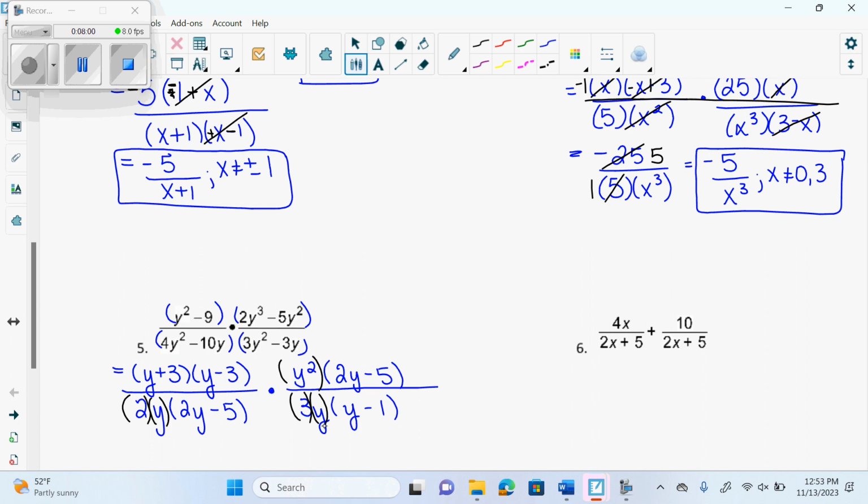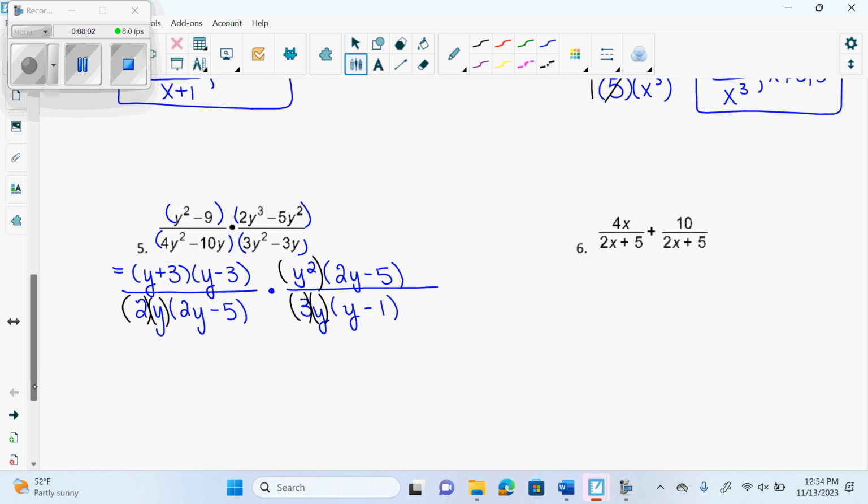Before I cancel anything off, I have to state non-permissible values. So, does the 2 give me a non-permissible value? No. What about the y? Y can't equal 0. What about the 2y minus 5? I go 2y minus 5 can't equal 0. I get a ton of people telling me y can't equal 5. That's not true. You have to solve it out. So we add our 5 over, and we get 2y can't equal 5. And then I divide by 2. So y can't equal 5 halves, not 5. Totally different.